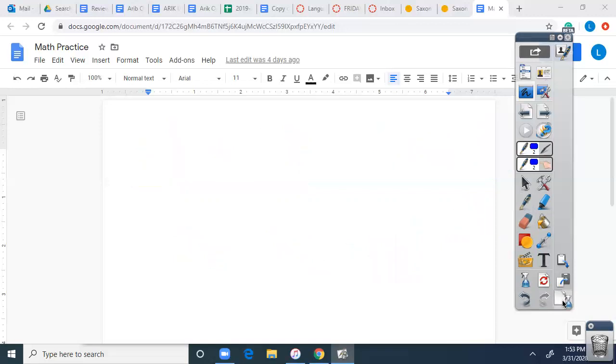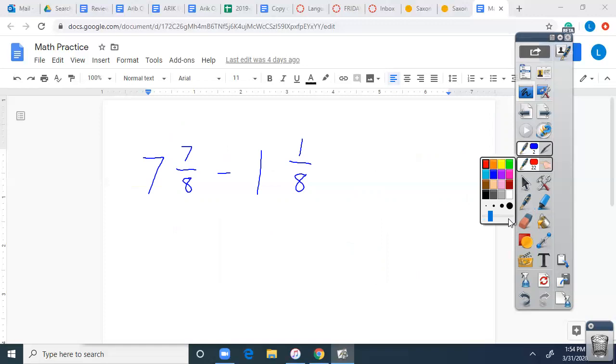We're working more with mixed numbers today because we just did reducing fractions yesterday. So let's do a subtraction problem. We're going to do 7 and 7/8 minus 1 and 1/8. So again, we're going to focus on our whole numbers first. So 7 minus 1. Don't forget this minus sign. On your homework, you're going to have both. They're going to be mixed up.